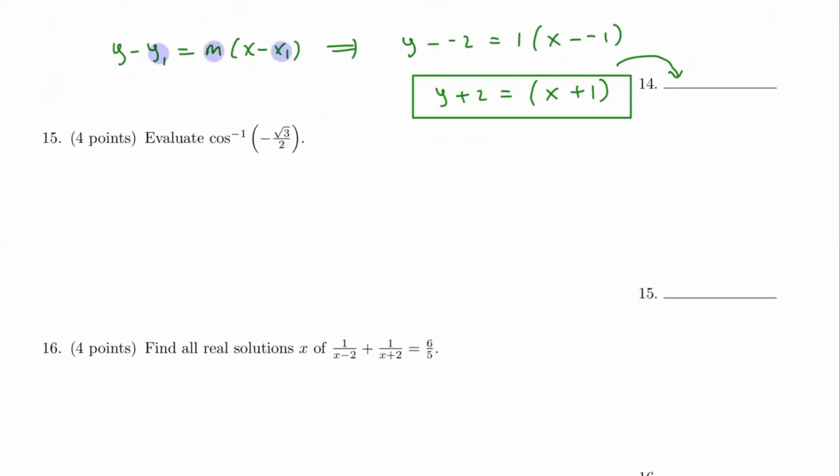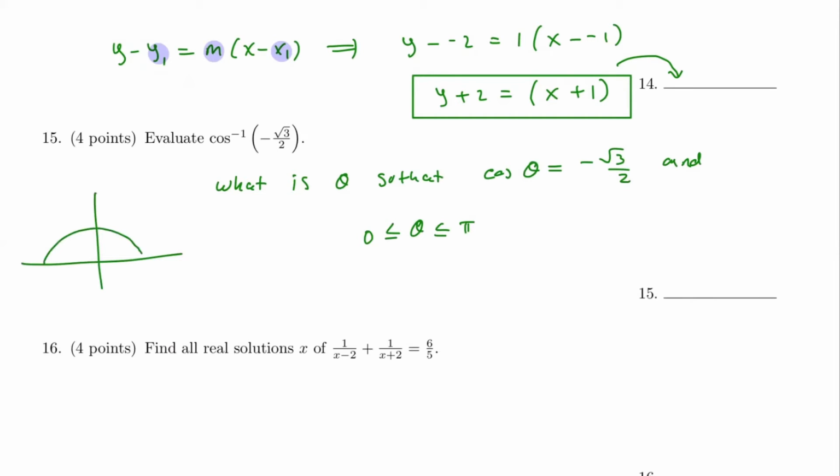All right, next problem, number 15. We are going to evaluate this inverse trig. So remember, this is a cosine inverse. So we want to know what is theta. So you ask yourself, what is theta, so that cosine of that theta gives you the value negative square root of 3/2. And also the theta is within its restricted interval for cosine, 0 to pi, meaning our answer must be up here from 0 to pi. All right, so that is the question we ask ourselves.